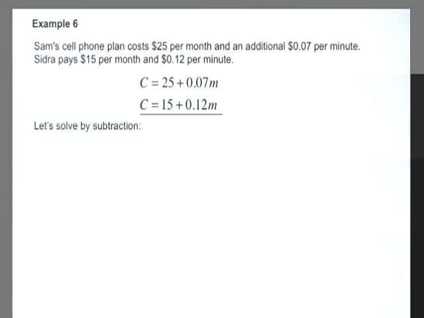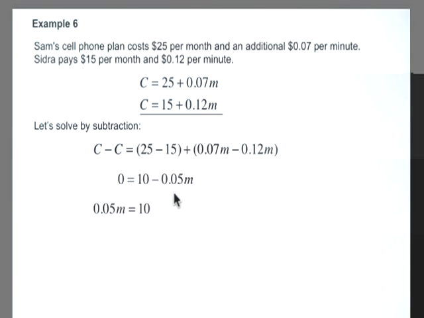So we're going to subtract here because our coefficients are identical. We have 1c and 1c. So when we subtract this, we get c minus c, which is going to be 0. So we're going to eliminate the c variable. And then when we subtract our equations, 25 minus 15 plus 0.07m minus 0.12m, we end up with 0 equals 10 minus 0.05m.